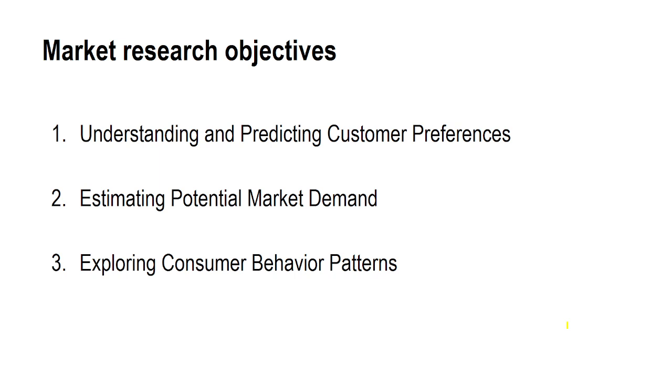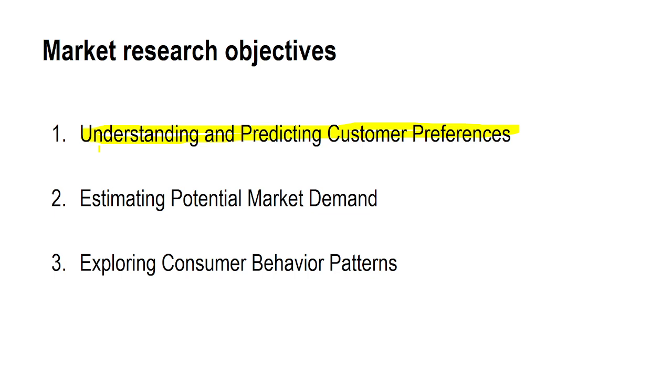But what are these important research objectives? The first objective is understanding and predicting customer preferences. So understanding and predicting customer preferences is the first important objective of market research. In this part, we focus on the importance of grasping what customers want and need, and also understanding customer preferences involves analyzing data from surveys.